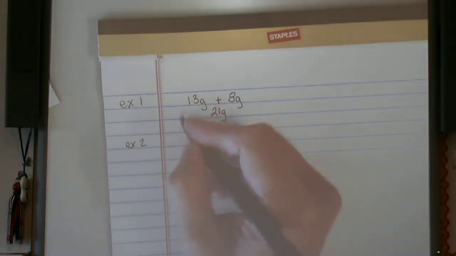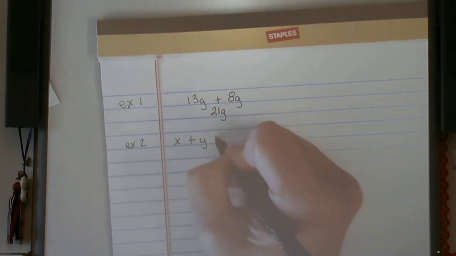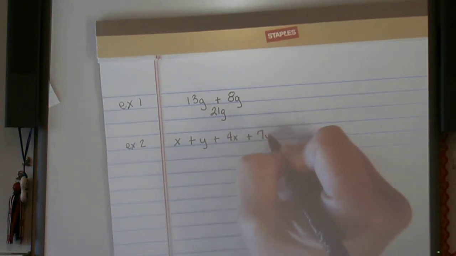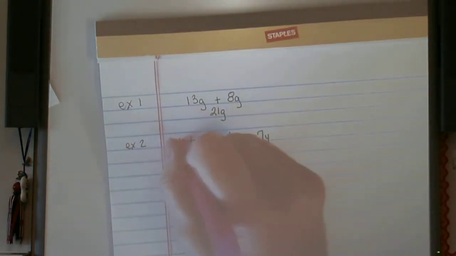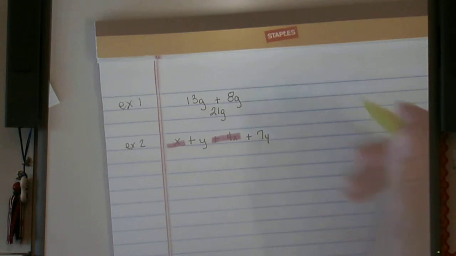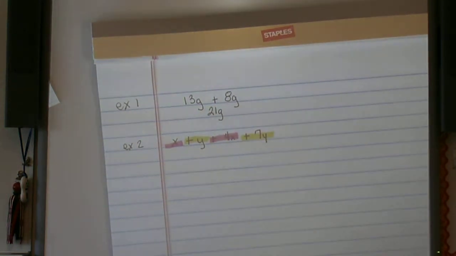Example 2, x plus y plus 4x plus 7y. Now in this expression I have 4 terms, and I do see some like terms. I have my x and positive 4x as like terms, being that they share the same variable x. Then I have my y and my 7y.